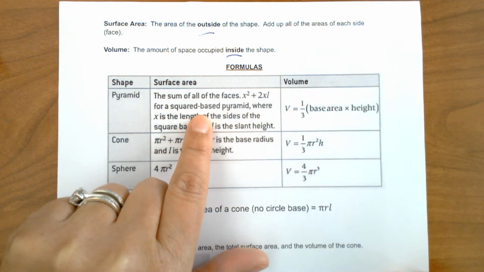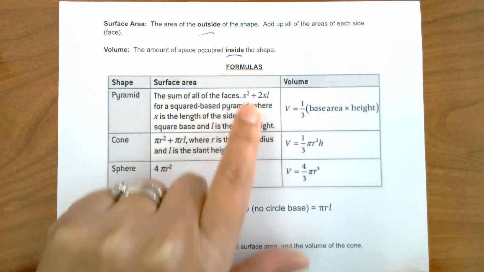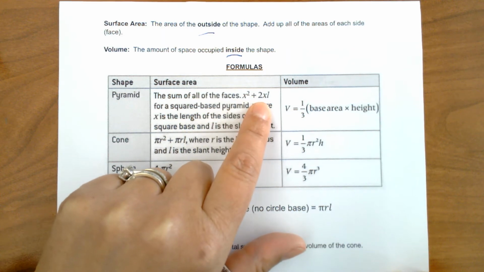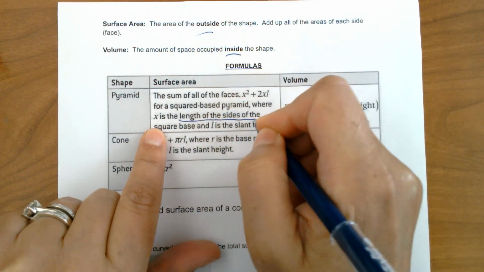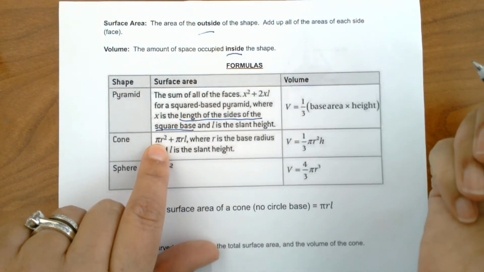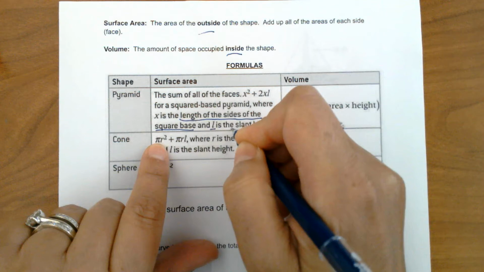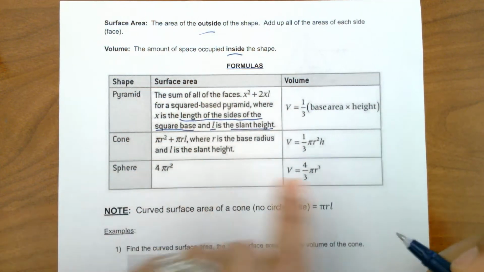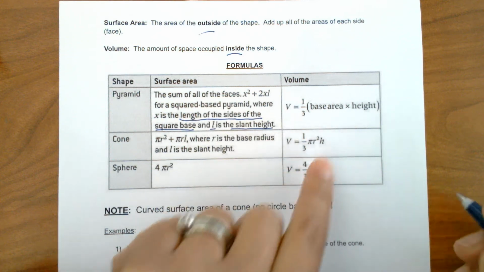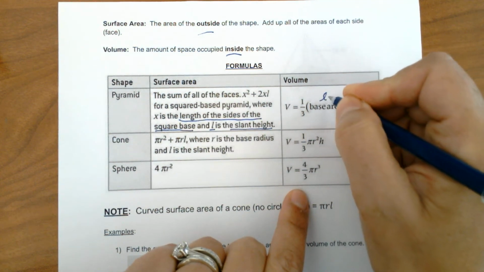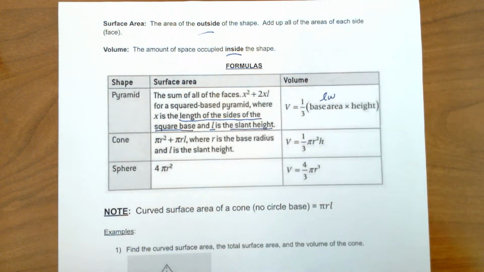Let's just look at the actual formulas. For surface area of a pyramid, it's x squared plus 2xL. Now, the x is the length of the sides of the base, of that square base. L is going to represent our slant height. Volume is 1/3 times the area of the base times the height. And remember, area of the base, that's going to be your length times your width.